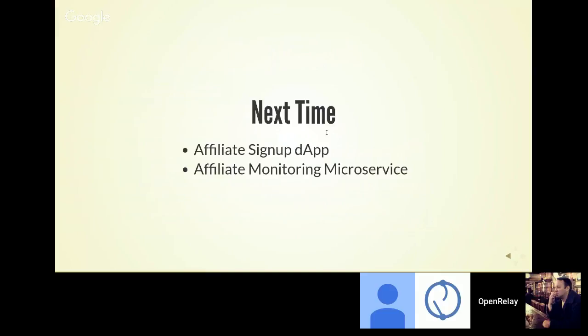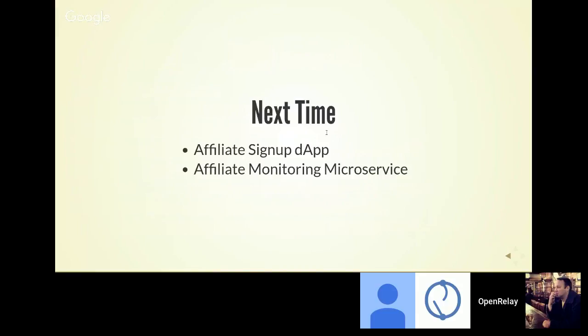All right. So next time, we will be looking at the affiliate sign-up DApp and the affiliate monitoring microservice. So this would be the HTML and JavaScript of the application people will use to sign up for our affiliate program, and the microservice that watches for affiliate deployed events and writes those out to Redis so that we can know when an order comes in that this is a valid user.